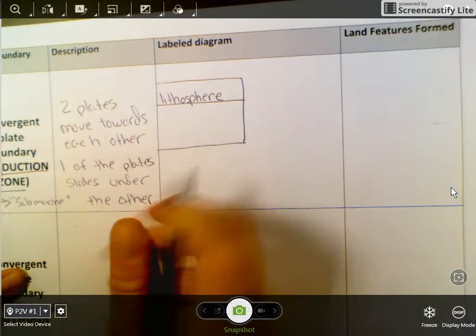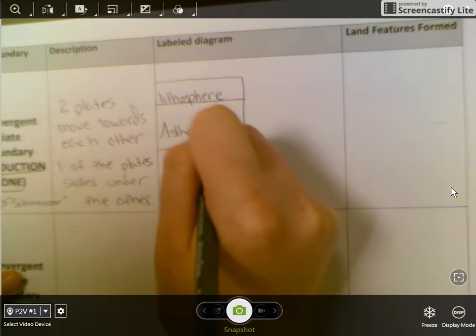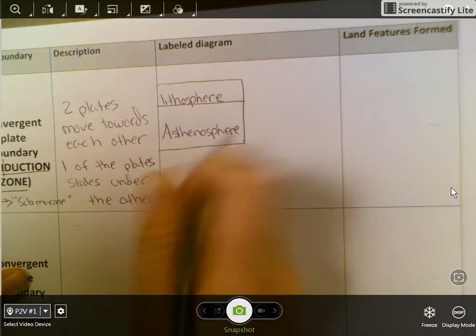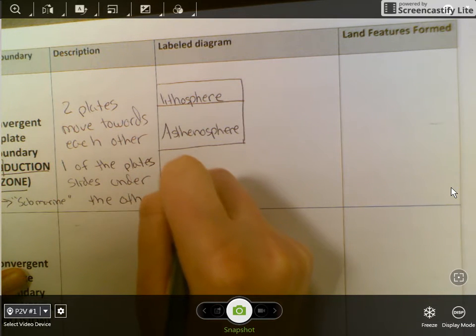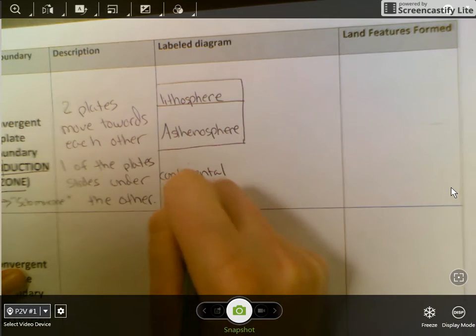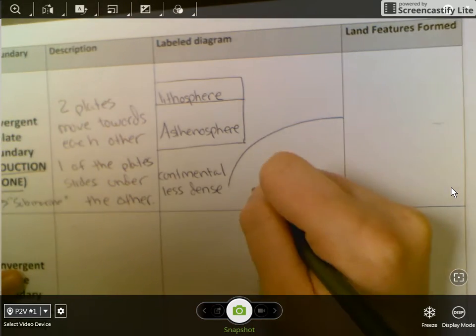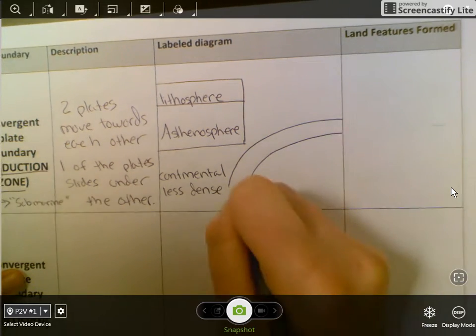Okay, and then down here is our asthenosphere. Okay, and right here, this is continental crust, okay? And continental crust is less dense than oceanic crust, okay? And over here, we're going to draw our oceanic crust, and you can see here that it's thinner.